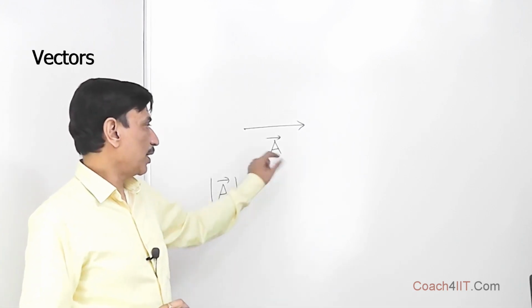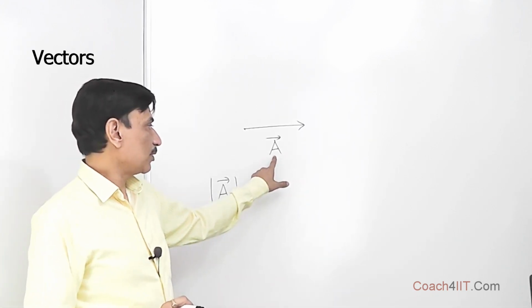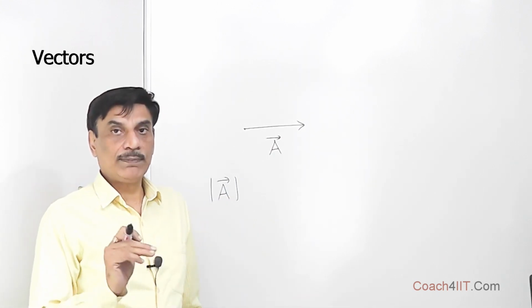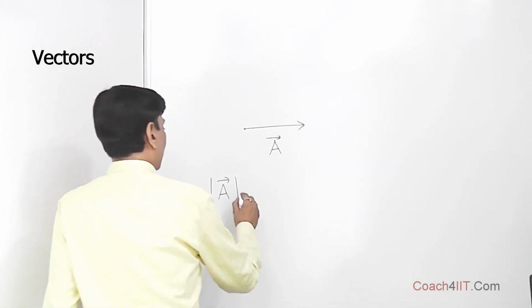But when I say over here that this represents a vector, over here I'll write 5 i cap, 10 j cap, etc. So this is the magnitude only.